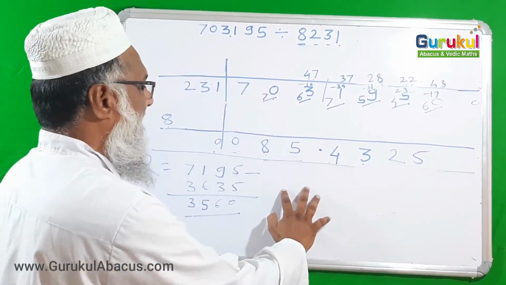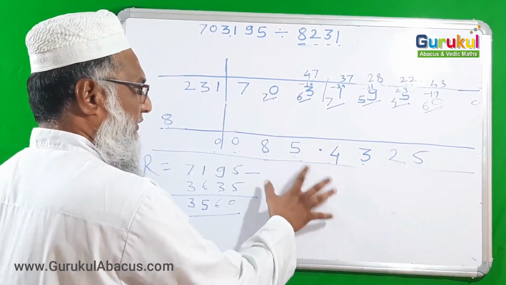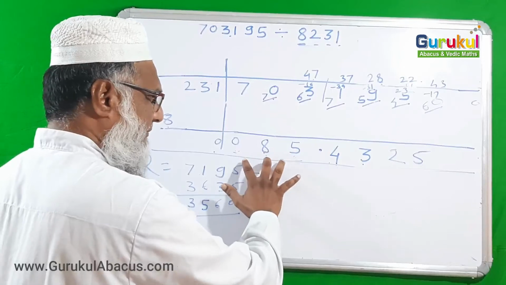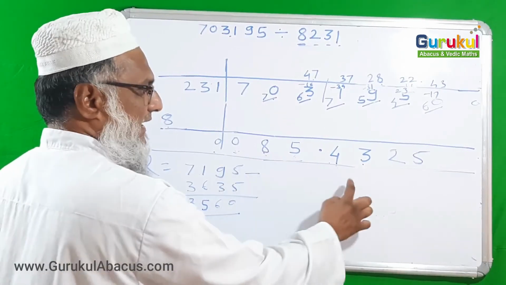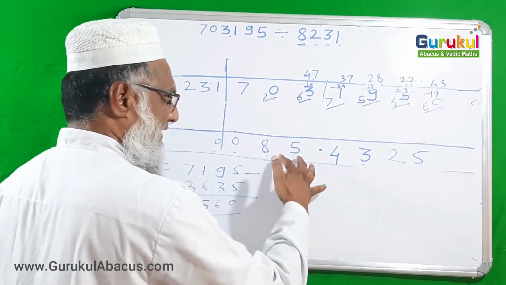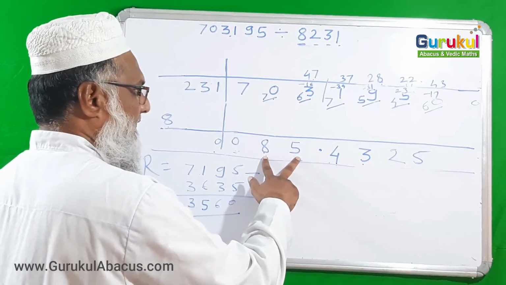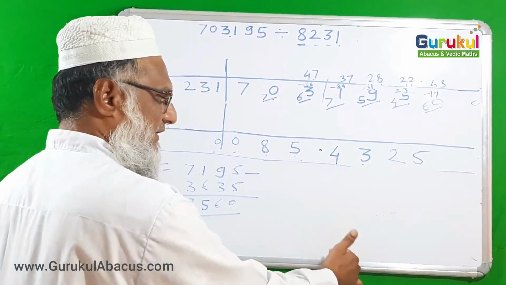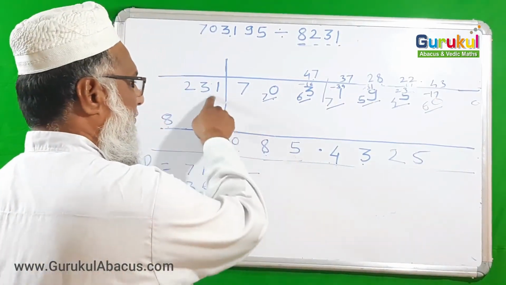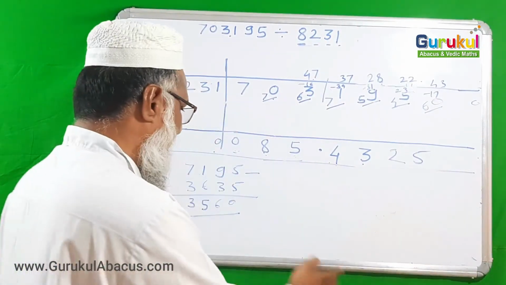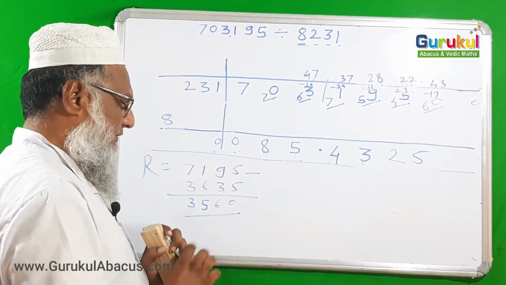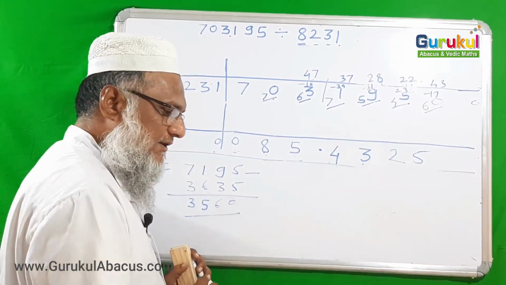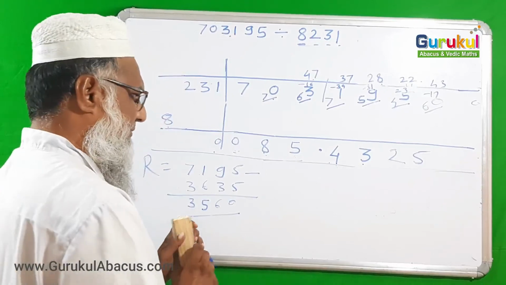So, firstly, we found the sum of the 3 products of 3 digits, and that we multiplied by 100. Then we found the sum of two products, and that we multiplied by 10. And then finally, last digit into last digit, we multiplied by 1. And so, after subtracting, we have got 3560 as the remainder of this example.